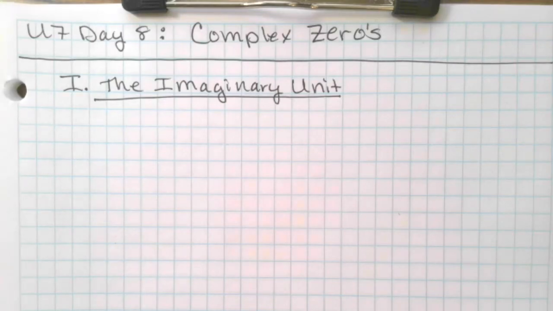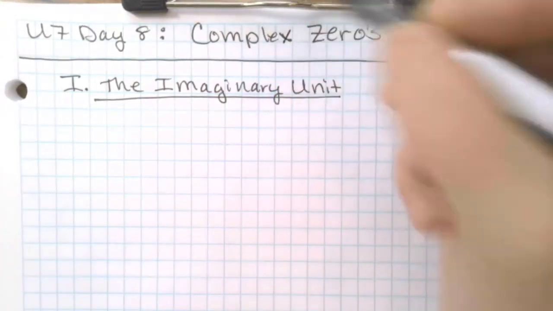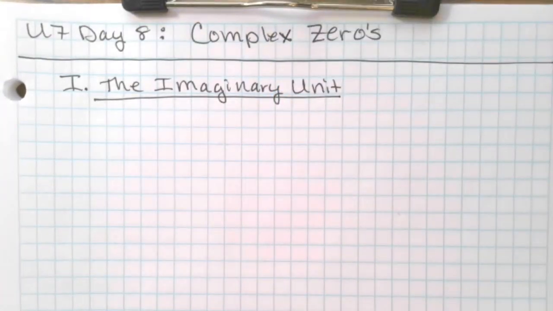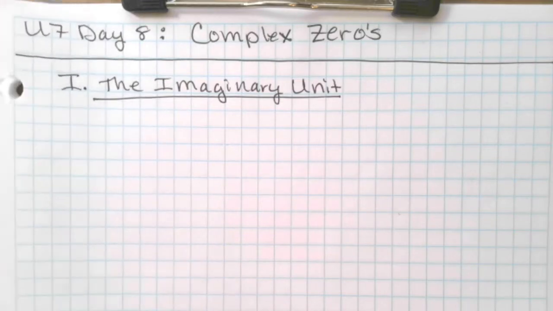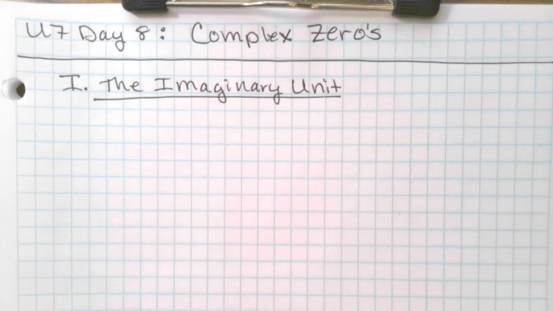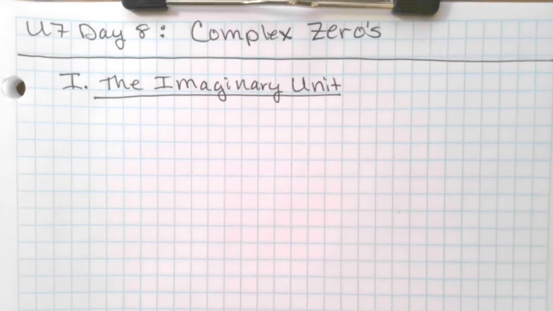Good afternoon. This is Unit 7, Day 8, Notes, Complex Zeros. And we're going to be doing a little bit of graphing in this section of notes at the end, so you will want some graph paper. Most of the rest is algebra and drawings.